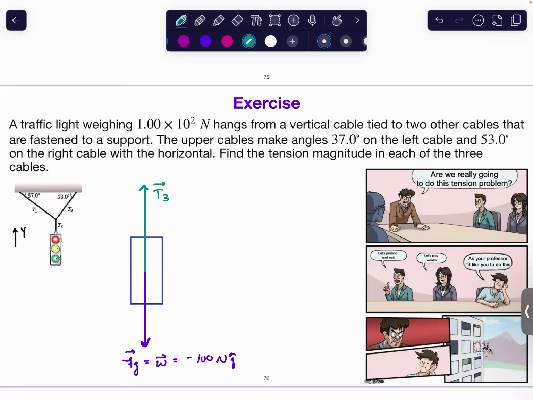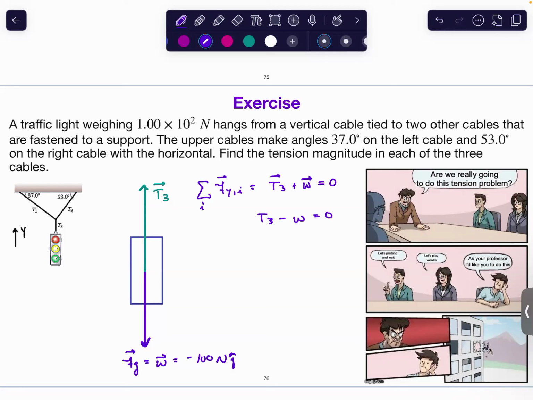You have T3 holding the light. Okay, so T3, we do our sum of forces in the y direction. That's going to be T3 plus the weight equals 0. But we know from positive y that it's going to be T3 minus the weight equals 0.